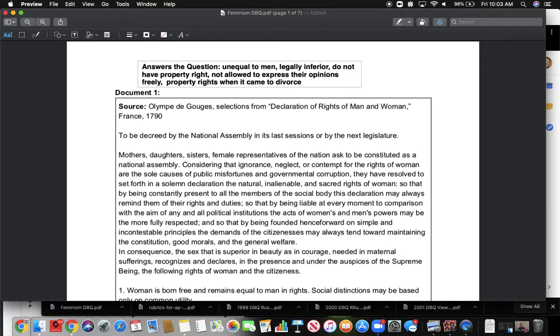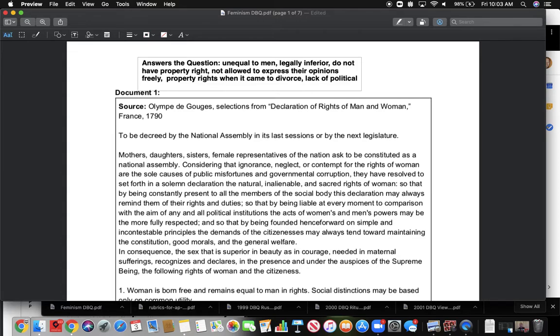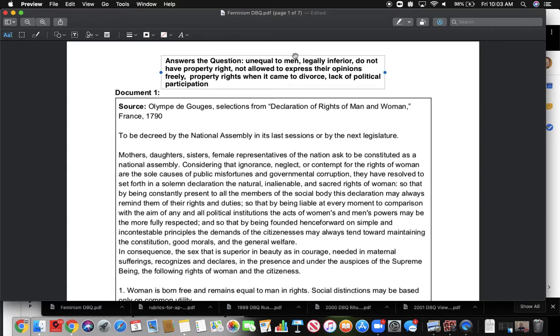So these are all just examples of things that women had. They're legally inferior. They're not allowed to hold public office. They're not allowed to express their opinions. And really, there's a lack of political participation. Now again, this is the most important part of analyzing the document, and that's why I start with it when I go around the horn. That's why I put it on top. How does it answer the question?